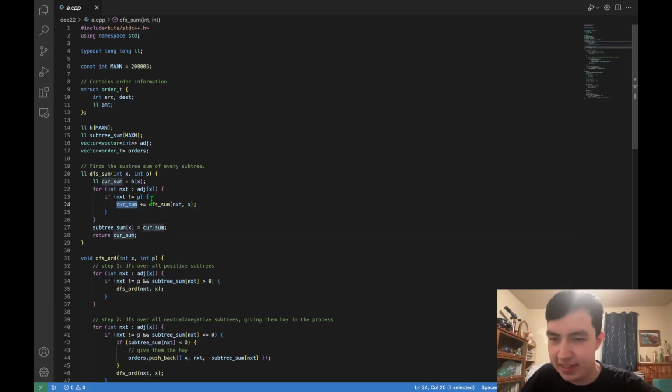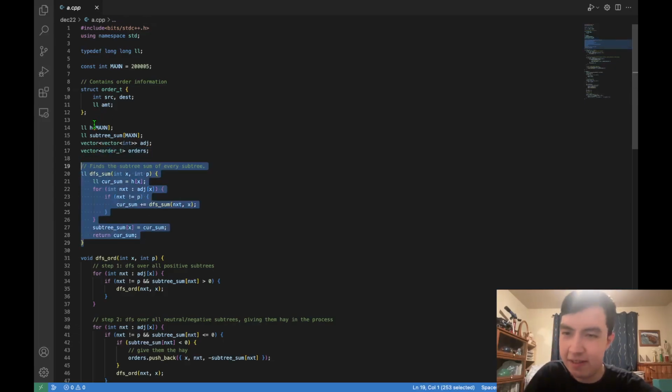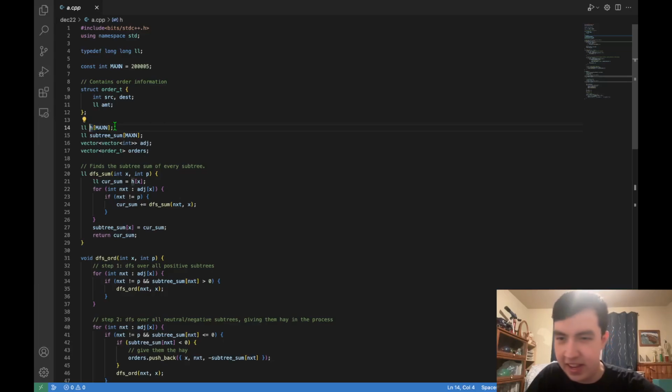So then we add that subtree sum to the current sum, and of course if this is a leaf, which is the end of a tree, then we know that there are no adjacent nodes, so current sum is just going to be the value of the leaf itself. So at the very end, we set it in the subtree sum array, and then we set that to be the current sum, and then we return the current sum. So this is a simple recursive function that just sums out all the values of hay in every subtree, and then stores it in the subtree sum array.